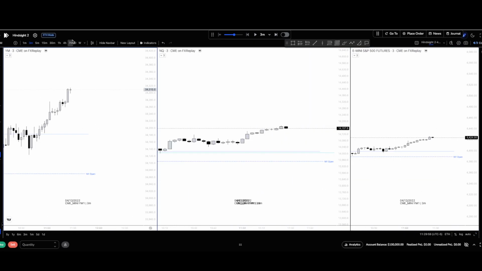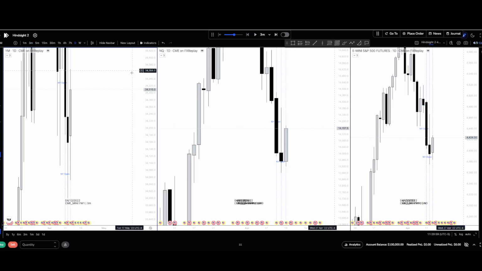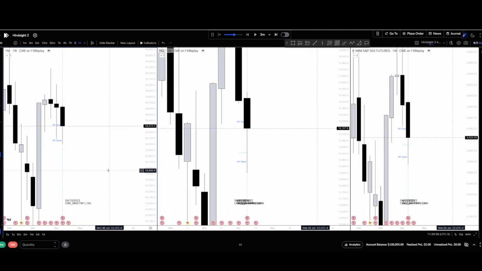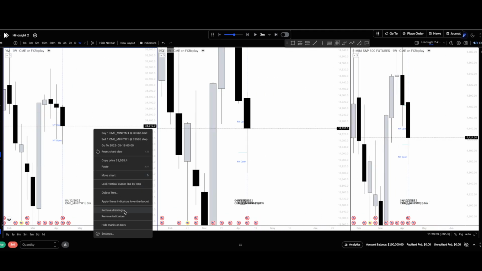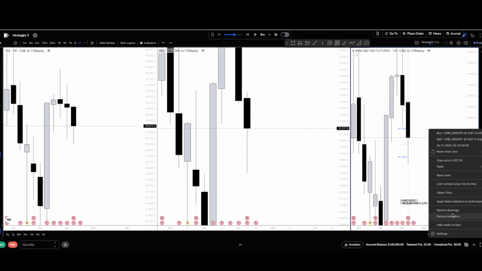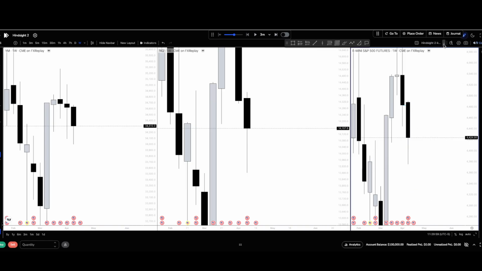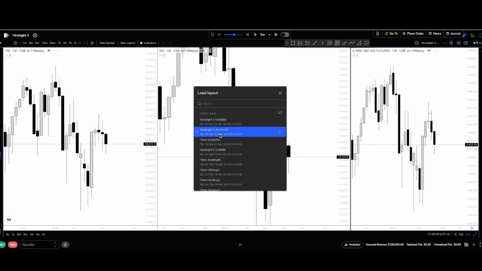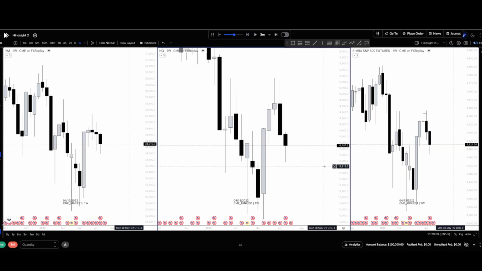So here I'll be looking at the daily time frame as always. We'll look at the weekly first. What the fuck is going on? Remove indicators. Control Z. Why are there two sets of indicators on all of these? Remove indicators. Okay, cool. Load this layout. Hindsight 2. Okay, perfect. Now we're good. We're back to one indicator per screen.